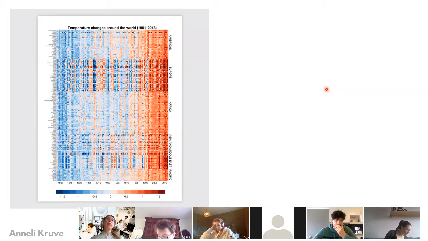So let me show you another example, the temperature change in the world for the last 120 years. So the first question I have for you is, what do you think? Which media is this graph meant for?